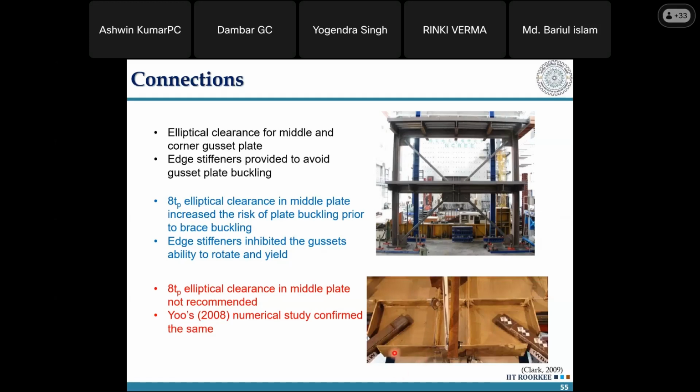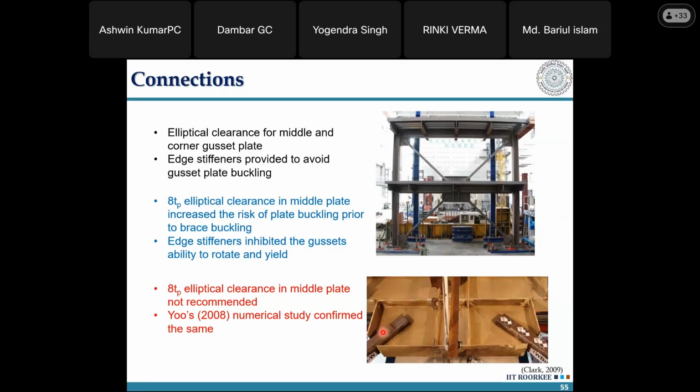The same way, if you increase the thickness of the gusset plate or you add additional stiffener to the gusset plate here, it reduces the out-of-plane movement or the bending or yielding of the gusset plate, which puts more of the energy dissipation onus on the brace element, and the brace element can fracture early if your gusset plate doesn't bend adequately. So such kind of arrangement has been removed.